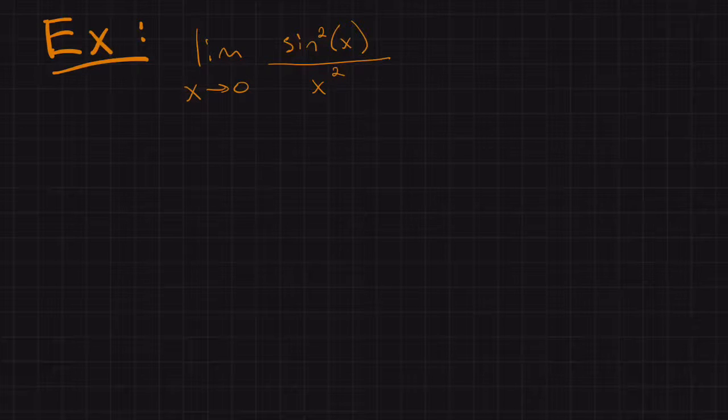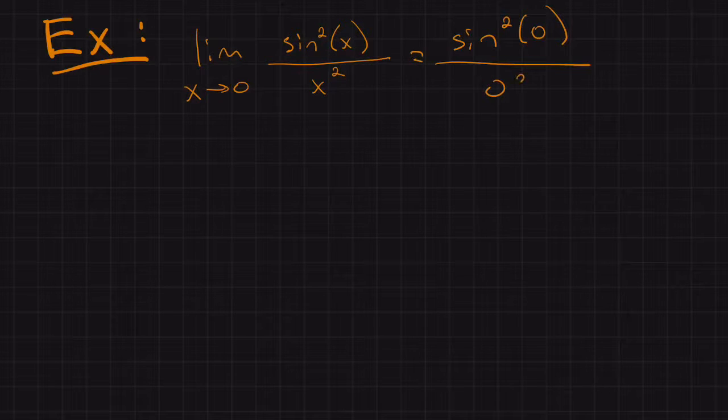Let's try evaluating the limit as x goes to 0 of sine squared x over x squared. We actually learned how to evaluate limits like this using those special trig limits. But L'Hopital provides us another way. If we substitute in 0 for x, we would get sine squared of 0 divided by 0 squared.